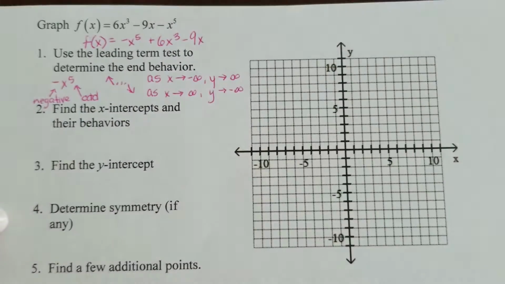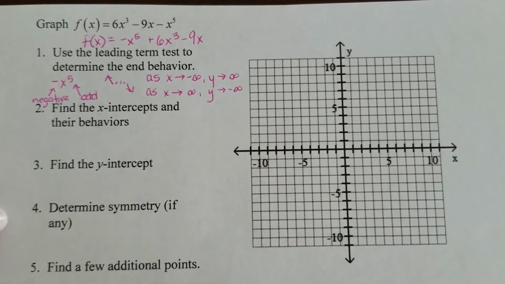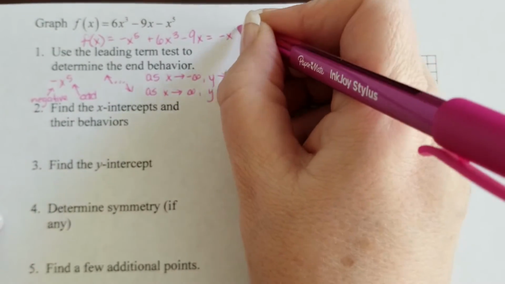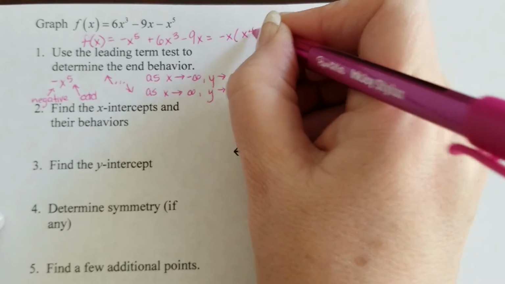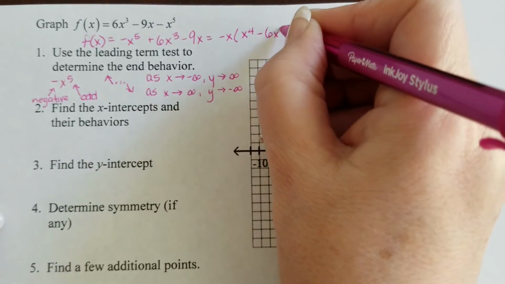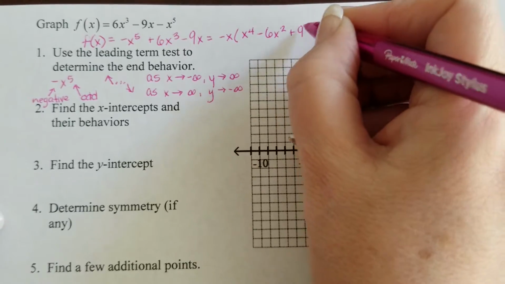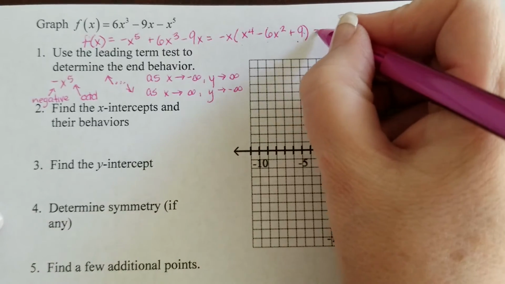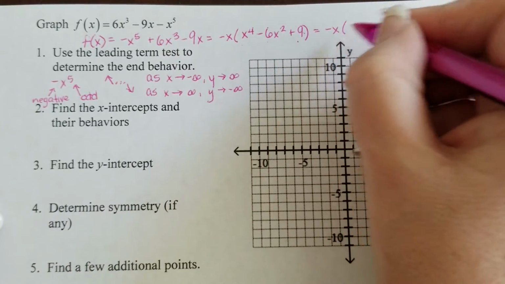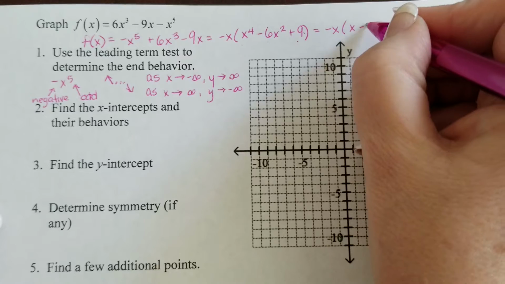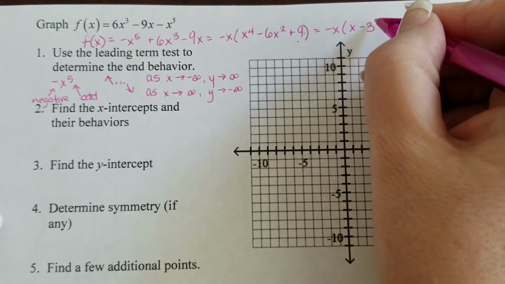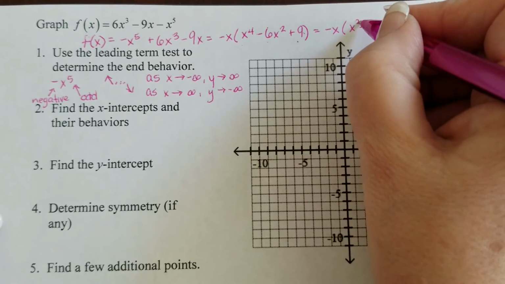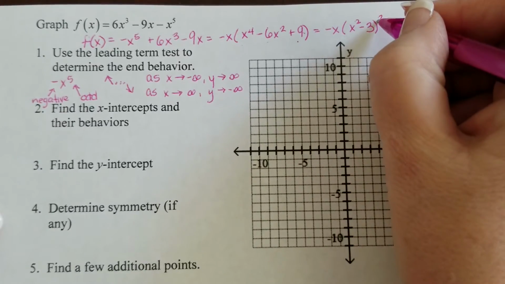Now we want to find the x-intercepts for this, and we're going to do that by factoring it. So I'm going to factor out first a negative x as a common factor. We get x to the fourth minus 6x squared plus 9. Now this is quadratic in form, so I can factor that as negative x times x squared minus 3, squared.